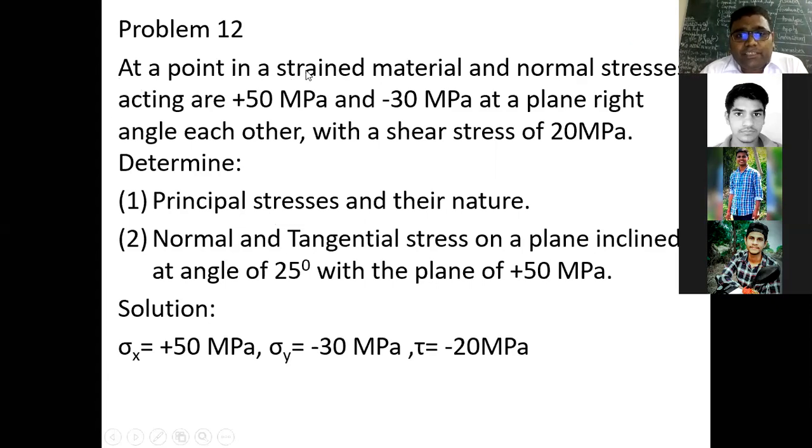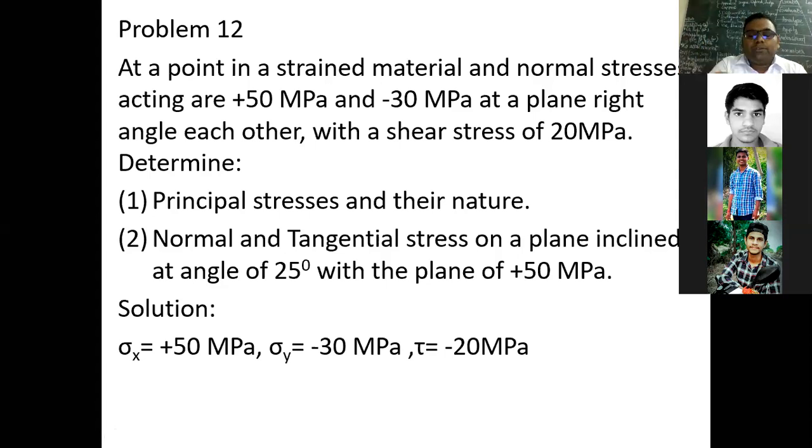At a point in a strained material, normal stresses acting are plus 50 megapascal and minus 30 megapascal on planes at right angle to each other, with a shear stress of 20 megapascal. Determine the principal stresses and their nature, and normal and tangential stress on a plane inclined at angle theta, given as 25 degree, with the plane of plus 50 megapascal.